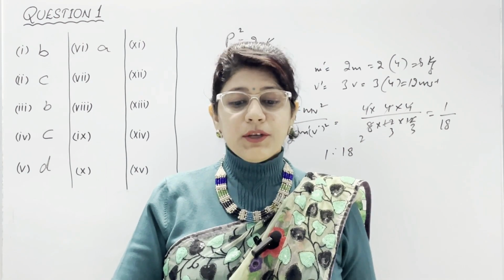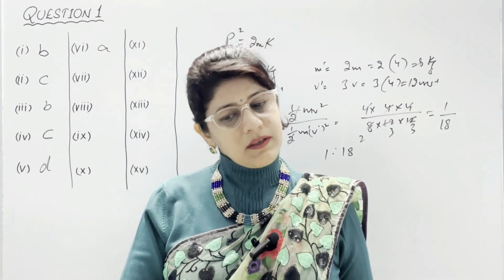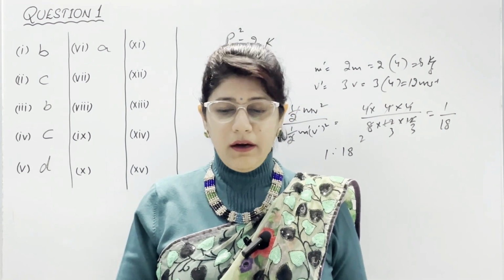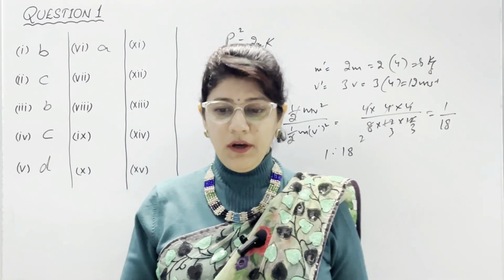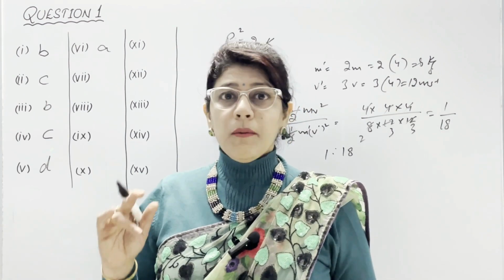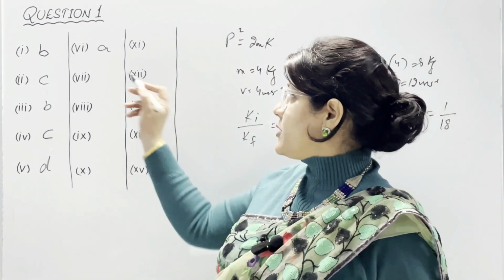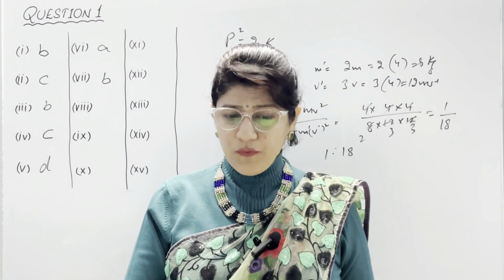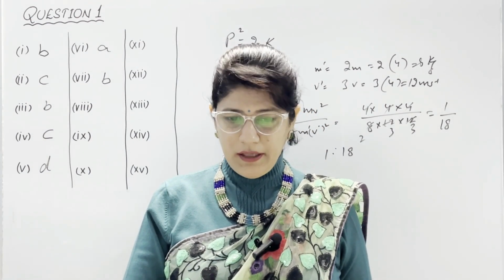In 7th part, two sounds of same loudness and same pitch produced by two different instruments differ in their, because instruments are different, so they differ in their waveform. Our correct option is B, which is waveform. Other are amplitude, frequency, all of the above, these are incorrect.